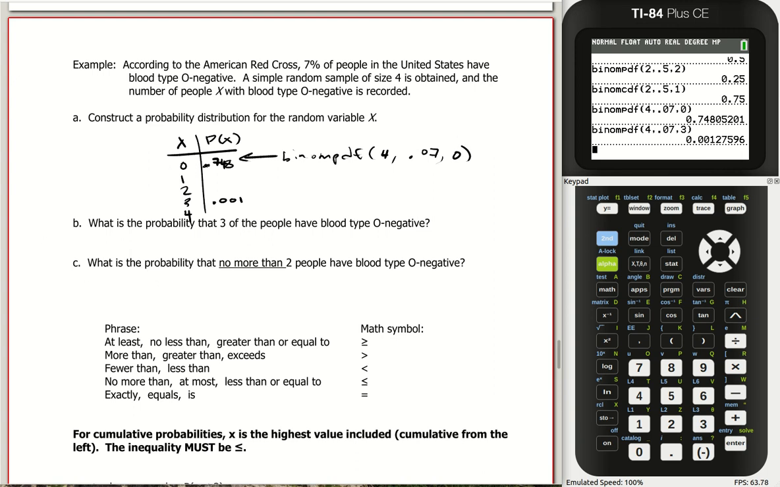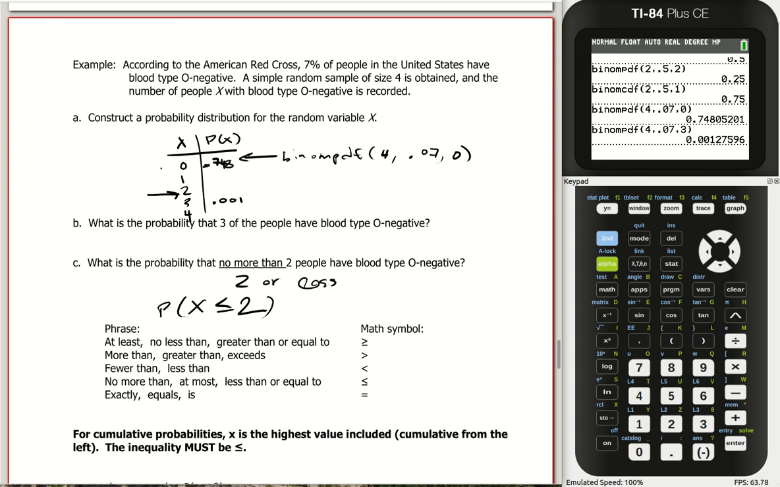And then what's the probability that no more than 2 people have blood type O negative? No more than 2. The boundary is 2. No more than 2 means 2 or less. That would be another way of saying 2 or less. Or what about less than or equal to 2? We want the probability that x is less than or equal to 2. So that would be 0 up through 2.